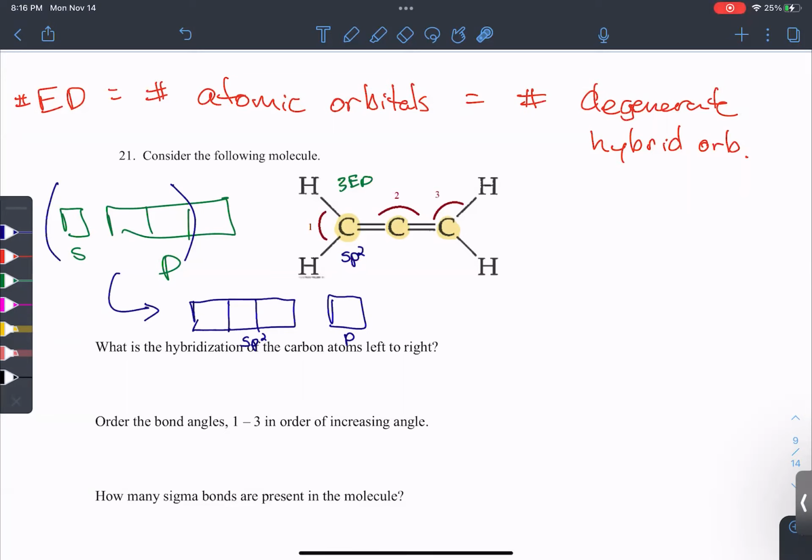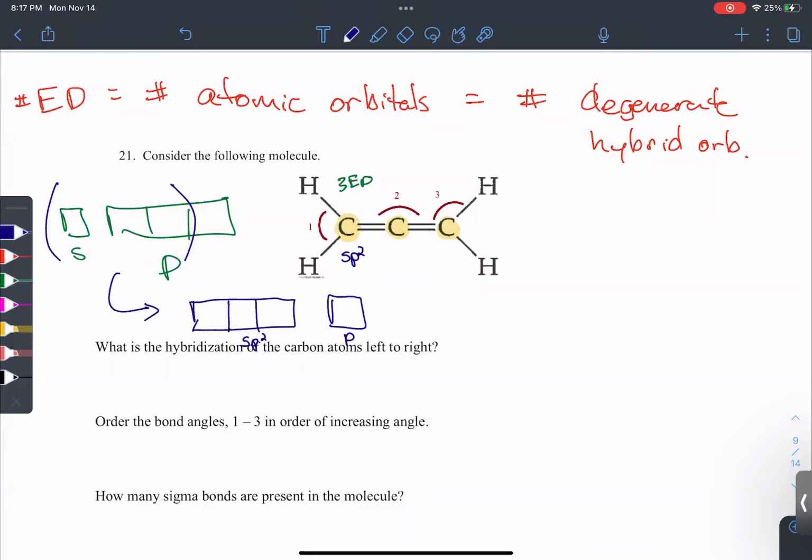I feel like in high school, oftentimes teachers will just teach, oh, this is sp2, this one's sp, this one's sp2, but they don't tell you why. In college, we tell you why, even though you might not like it. I think it's beautiful. It's like the Sistine Chapel when we place the electrons and you see where those unpaired electrons are. So let's complete this.